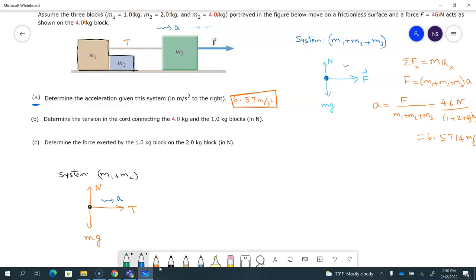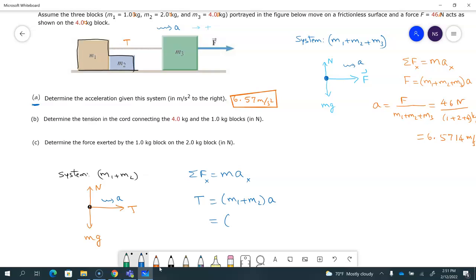I should have drawn this here as well. Acceleration this way. So that makes my job really easy, and I can say total force is mass times acceleration. I'm looking at just the x forces. So in the x direction, there's only one tension, and my mass is M1 plus M2 times the acceleration, right? And I'll be done with that.